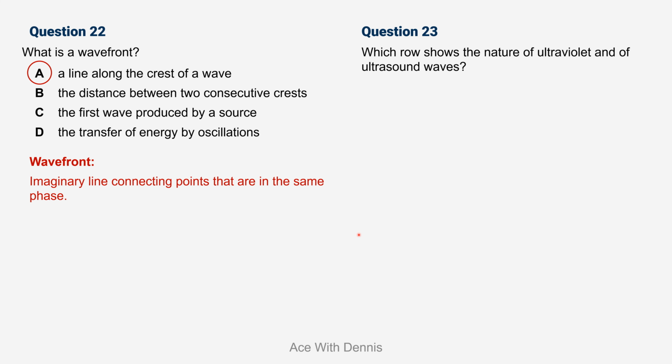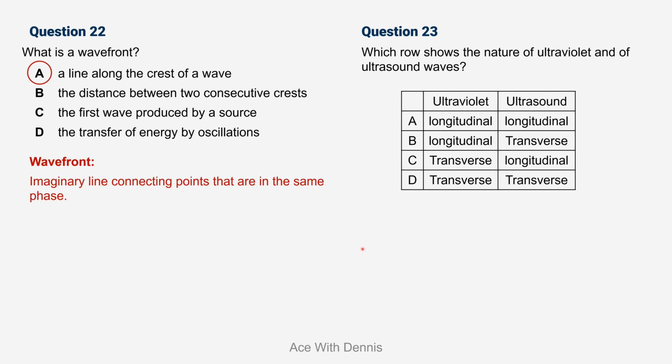Okay, next, question 23. Which row shows the nature of ultraviolet and of ultrasound waves? So here are the options, ultraviolet and ultrasound. Whether ultraviolet is a longitudinal or transverse wave, and ultrasound, is it a longitudinal wave or transverse wave? Alright, so the answer is C, transverse wave for ultraviolet and longitudinal wave for ultrasound. This is because ultraviolet is one of the waves in the electromagnetic spectrum. So electromagnetic waves are transverse waves. Ultrasound is a sound wave, and sound waves are longitudinal waves. The answer is C.